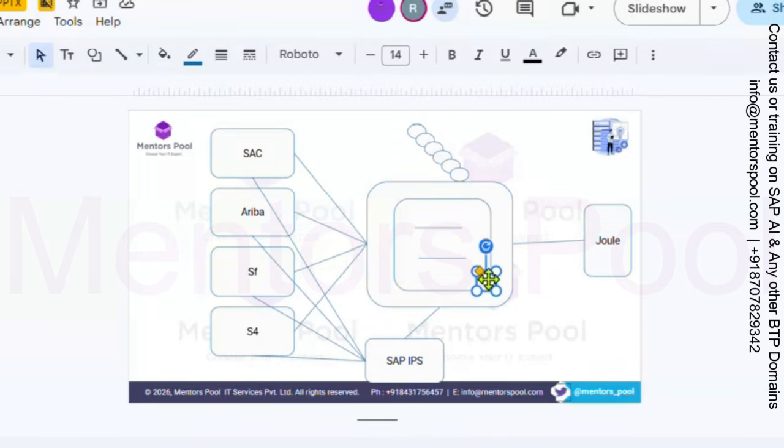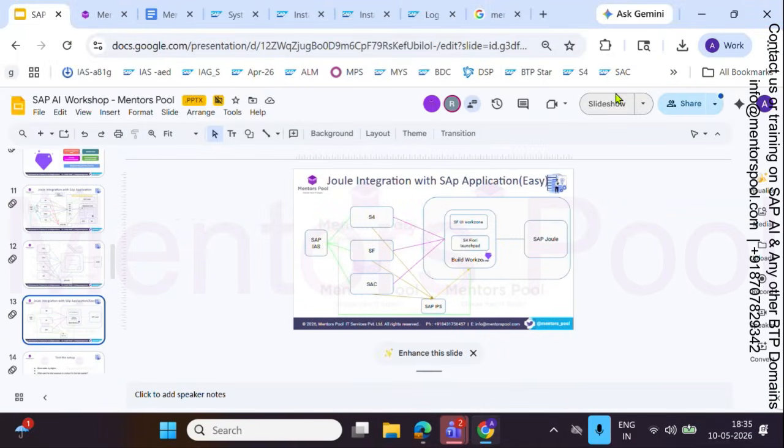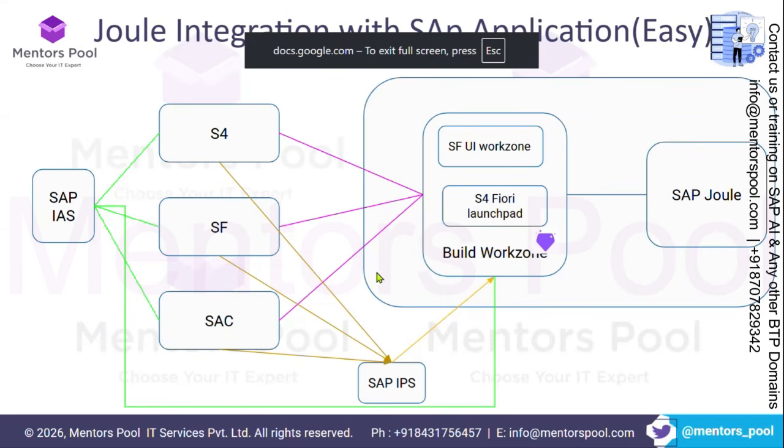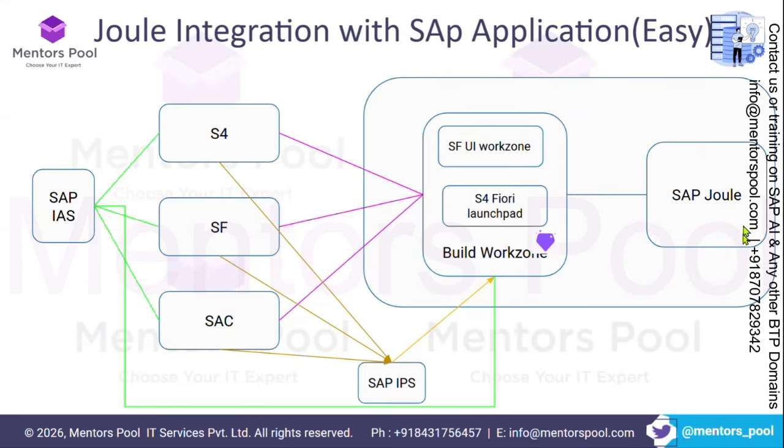So if you want to look at this, I have just designed a very clean picture here. This is our BTP sub account in which we have Joule running, we have build work zone running, and we have also connected the S4 Fiori Launchpad, which I have fetched here. In build work zone, Joule is coming. Now, guys, there is one more requirement.